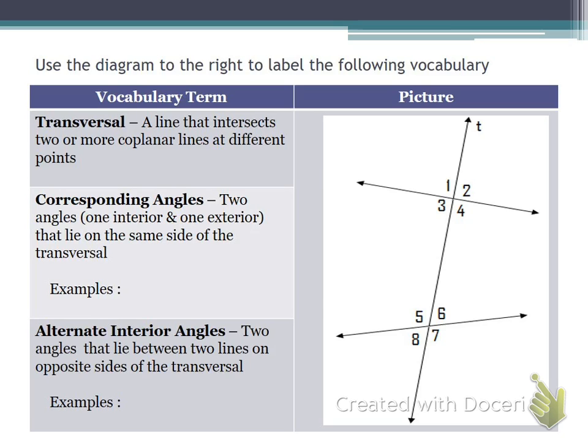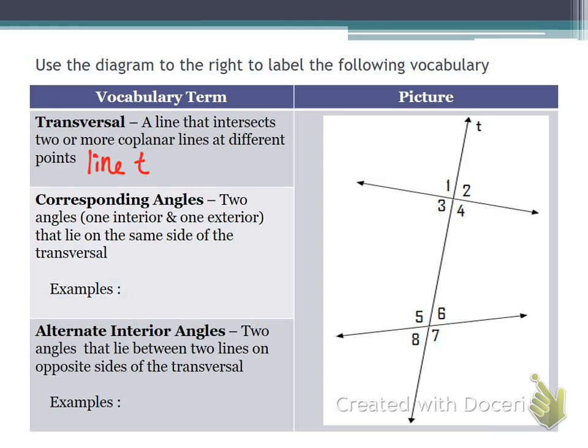A transversal is a line that intersects two or more coplanar lines at different points. So here, the transversal is line T. T is the one that crosses two other lines. It is possible to have a diagram where you have more than one transversal, and it depends on what lines you're focusing on. But for this simple diagram, line T is our transversal.